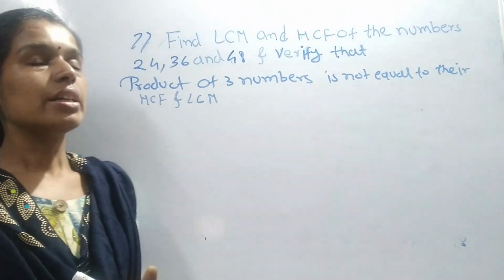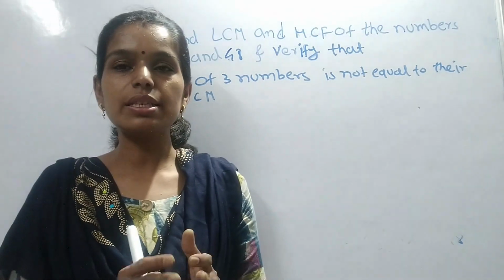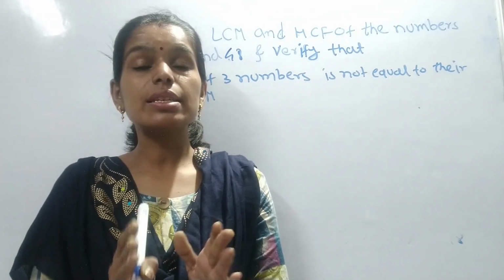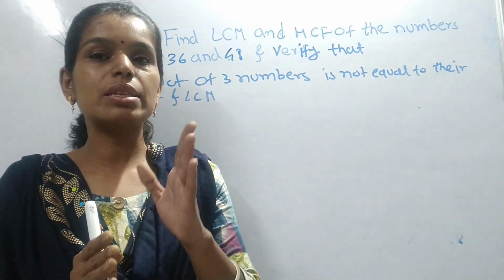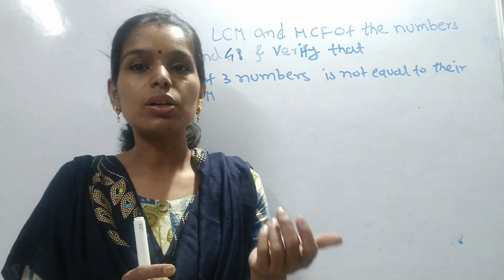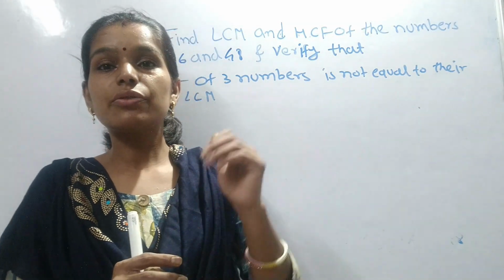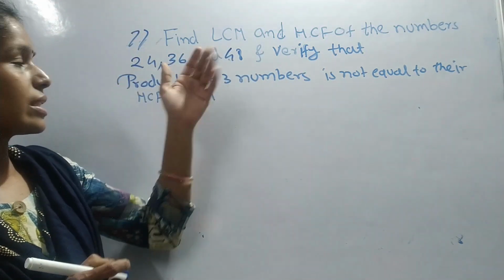Okay, students. Just before, we proved that the product of two numbers is equal to the product of their LCM and HCF. This is true for only two numbers. But if you do it for three numbers, the product of three numbers and the product of their LCM and HCF will not be equal. Just verify it through this example. Let's solve it: 24, 36 and 48.